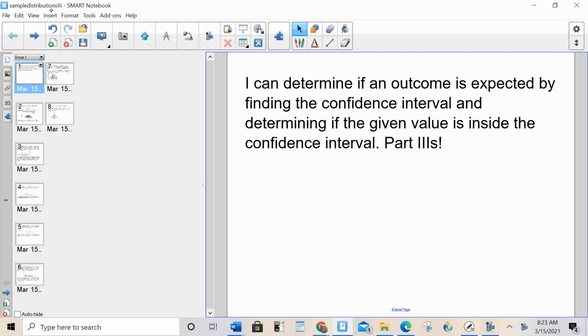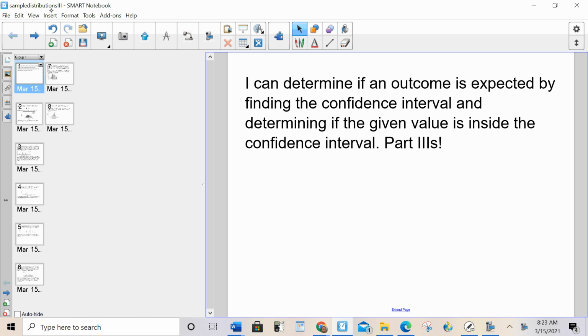Hello everybody. Today I can determine if an outcome is expected by finding the confidence interval and determining if the given value is inside the confidence interval. Part 3. So these are 4-point questions on the Regents. They are very commonly asked 4-point questions on the Algebra 2 Regents, and they're really pretty straightforward as long as you learn how to do them.